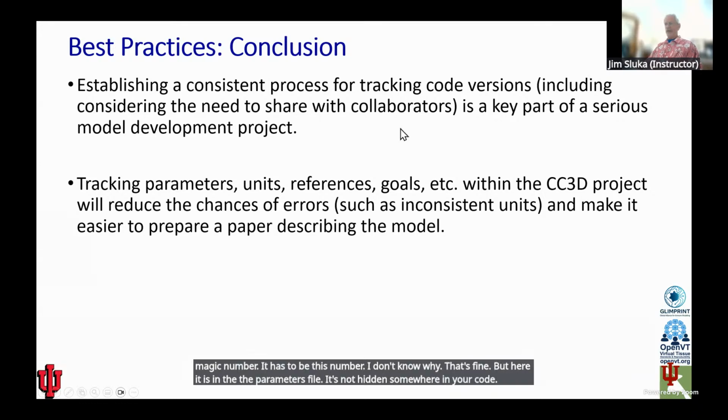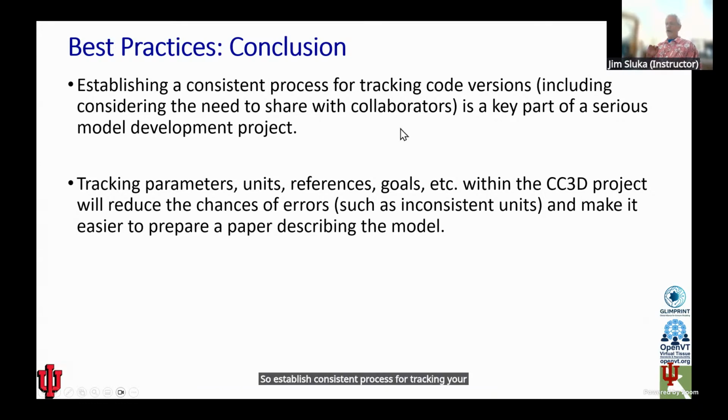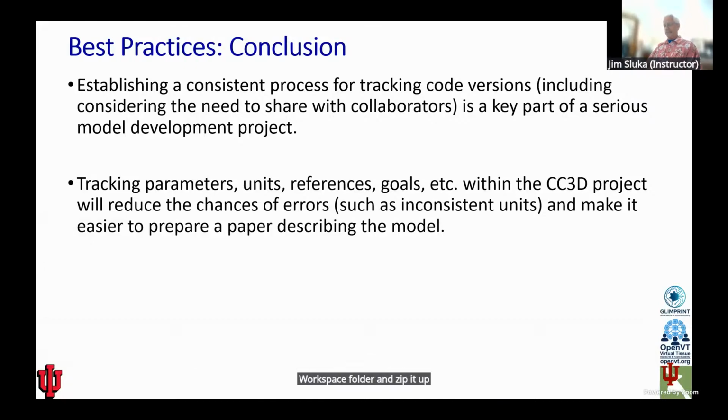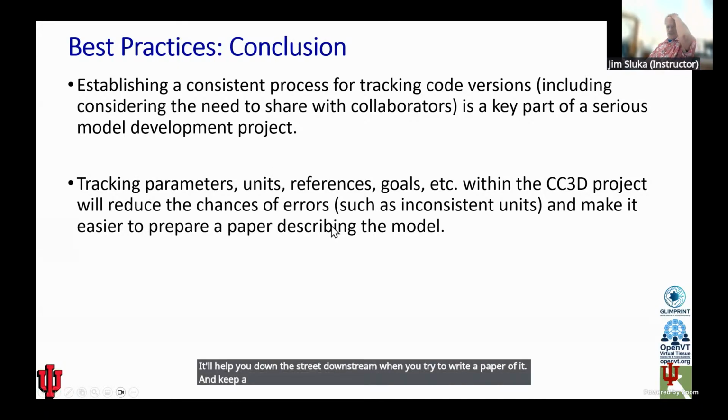So establish a consistent process for tracking your code. Keep zip files, do a GitHub, do something. Every time you get a good run, take that workspace folder and zip it up and save it someplace. Make the effort to track your parameters and references as you go. It'll help you downstream when you try to write a paper of it. And keep a running Word document or some other document that's with your program goals, what you've tried, what your versions are, etc.